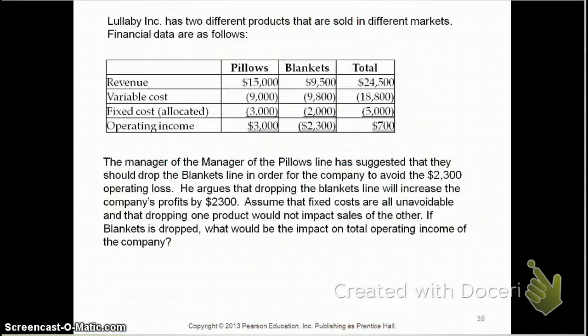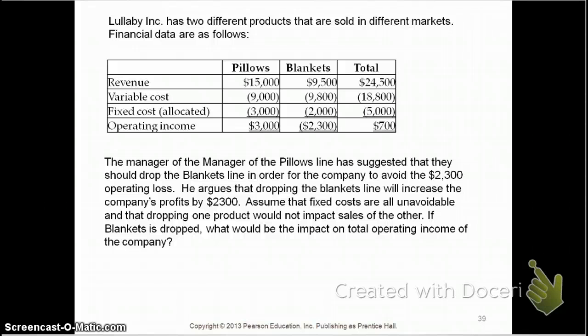You can pause the video and take a minute to read the question. So the question they're asking is, they've got two products. Should we drop one of the products? Typically, whenever you're presented with a question like this, one of the product lines will be making a loss. If you notice in this case, the blankets line is making a loss of $2,300. So the question is, if the blankets are dropped, what would be the impact on total operating income of the company? Would we be able to increase our operating income by $2,300, which is the amount of the loss experienced by the blankets?